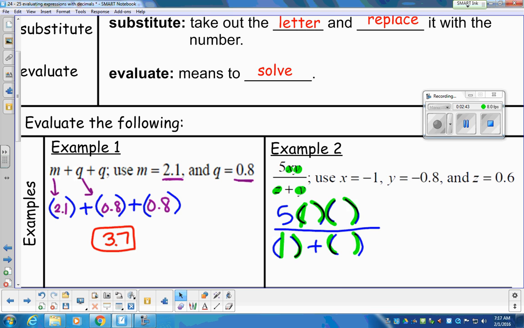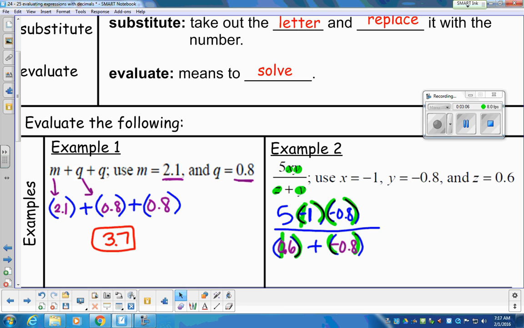All right, here we go. So we have x in that top spot, which is -1. So we're going to put a -1 for x. And the y value is -0.8. Down in the denominator, the z value is 0.6. And the y value is -0.8.